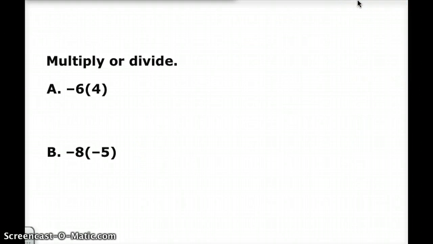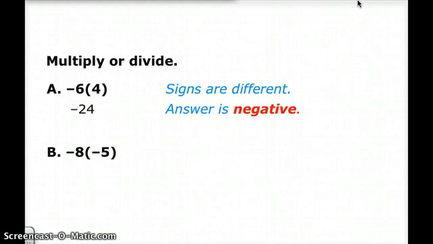Let's look at example A. Negative 6 times 4. We know 6 times 4 is 24. I see one negative, one positive. That's a negative. Negative 8 times negative 5. I know 8 times 5 is 40, and two negatives make a positive.